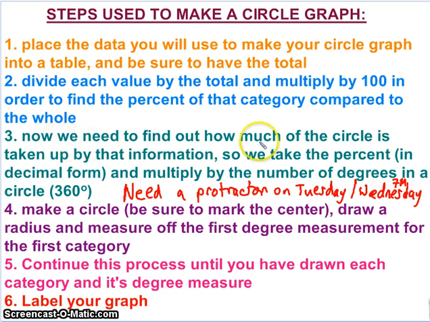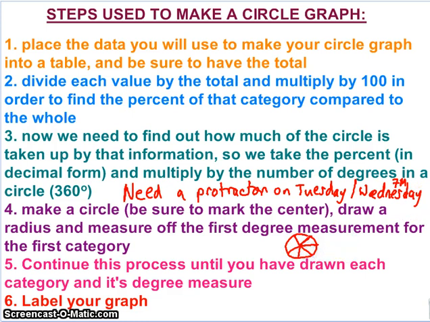Okay, so we take the percent in the decimal and we multiply it by all of the degrees in a circle, 360. We're going to draw our circle. I'm going to actually have one drawn for you. I'm going to try and mark the center for you. We're going to draw the radius. Okay, so I'm going to start with the circle with a center. I'm going to draw the radius. I'm going to lay my protractor right here and measure off the first angle. Okay, and then I'm going to do that for each other angle that goes along with it.